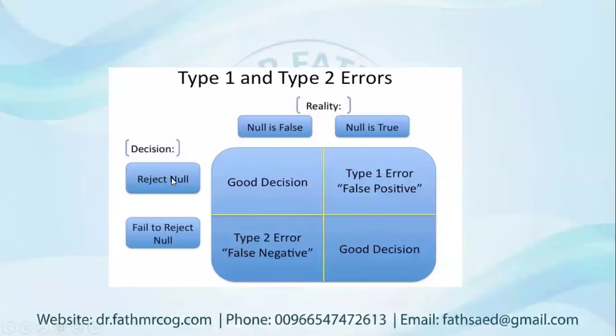If I reject the null hypothesis and the null hypothesis is false, it is a good decision, no problem. If I reject the null hypothesis and actually the null hypothesis is true, that means I commit an error. It will be a type 1 error, the false result. If I fail to reject, doctor, that means I accept. If I accept the null hypothesis and it is false, it will be a type 2 error. If I fail to reject, that means I accept, and it is actually true, it will be a good decision. So to understand type 1 and type 2 error, I think this is better.